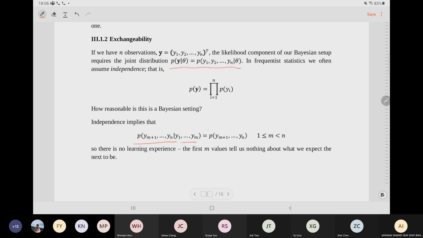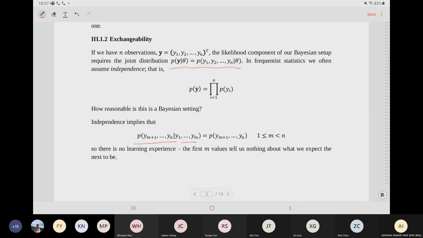So if you have independence, this implies that this is equal to P(Y_{m+1} to Y_n), meaning that the data from Y1 to Ym does not affect your future data. Okay, so there is no learning experience, right? Because we see later on in Bayesian, if you update your data, for example, you have your current data, so you get a posterior distribution, you can actually get new data, and you can update your posterior given your current data using the new data.